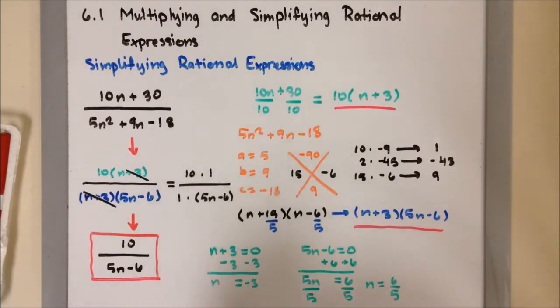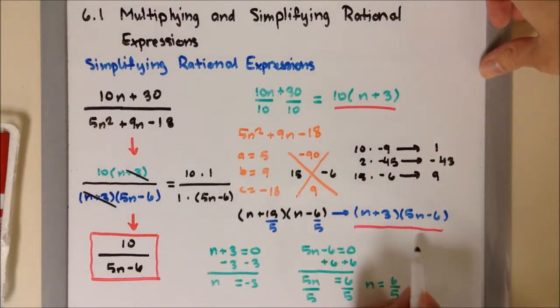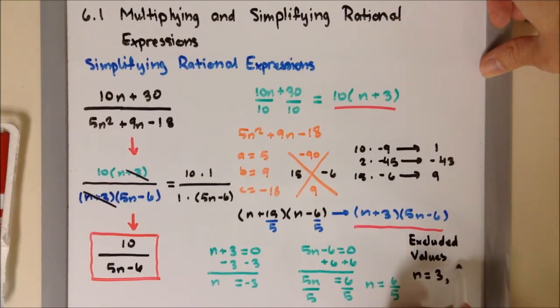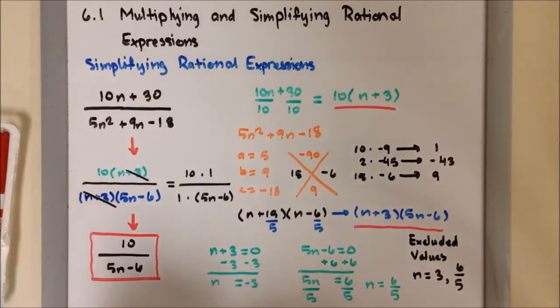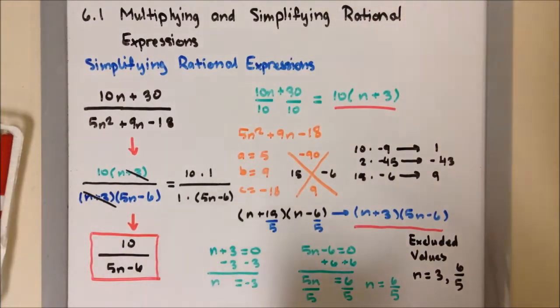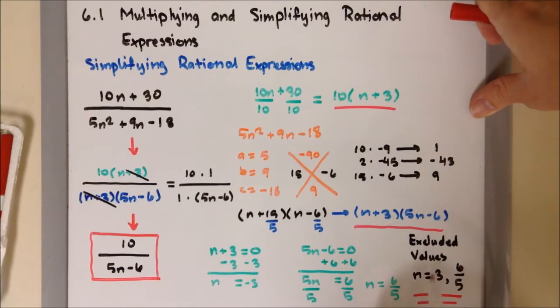Now, be mindful. I asked to find excluded values. So, if I'm looking for excluded values, I need to say that I'm looking for excluded values. So, let me write excluded values, such that n would equal negative 3 and 6 over 5. So that would be my value for excluded values. I'm going to underline that this is my answer for excluded values.